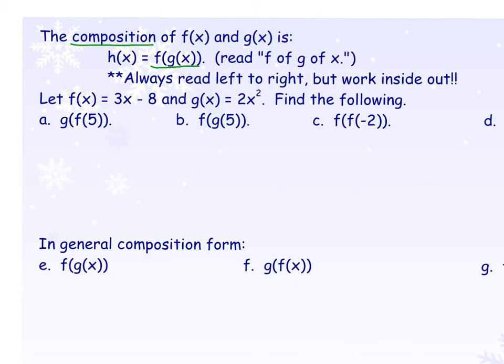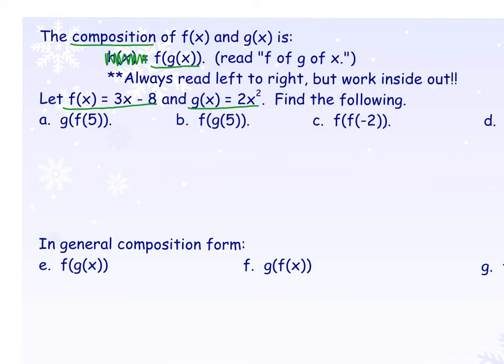Composition is where the output of a function becomes the input of another function. So that h of x equals, we're actually not going to even write that in our work. So I wouldn't worry too much about that part of the definition, but the f parenthesis g parenthesis x is going to be our focus. The examples down below. Let f of x equal 3x minus 8 and g of x is equal to 2x squared. Find the following. It says g parenthesis f parenthesis 5. That means g of f of 5.